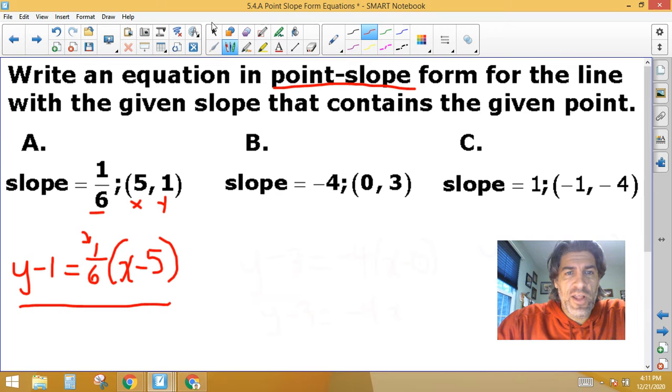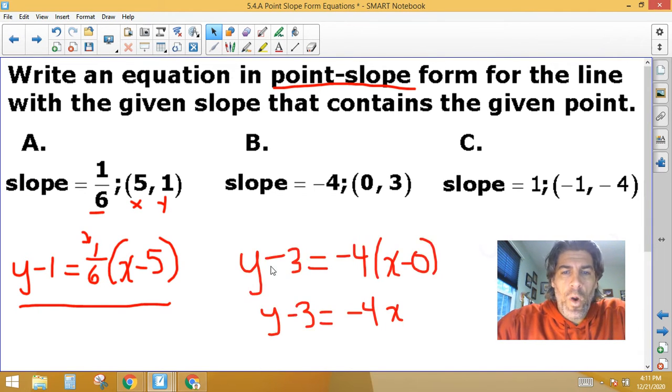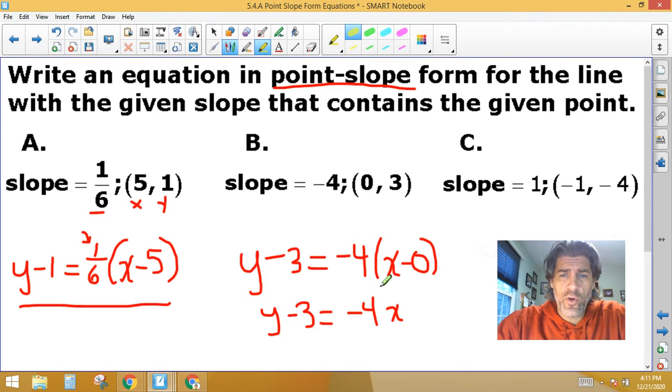Let's take a look at the second one. What do you come up with? You do it. Let's see how you did. Did you get y minus 3 equals my slope of -4 times x minus 0? We could simplify that if it's x minus 0. I just wanted to show you this in case you were wondering, can I do that? We could simplify this and just get -4x. But I want to point out that this is the point-slope form because it actually gives you the ordered pair of (0, 3).